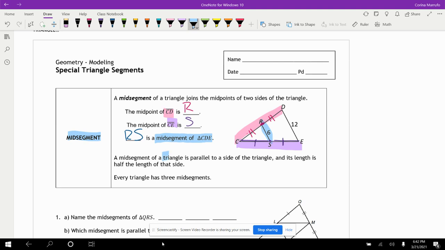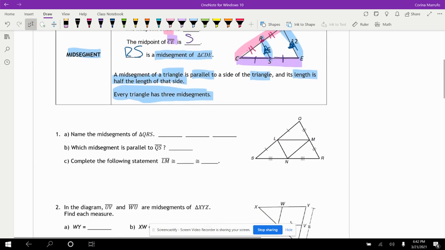So the mid segment of a triangle is parallel to the side of the triangle, and its length is half the length of that side. So they show you here, right here is 6. 6 is half of this side here, which is 12. Now every triangle has 3 mid segments, and we'll go over that in a little bit. But for now, all we got to know is that these two lines are parallel, from R to S and D to E. Remember, to show that they're parallel, they can put little arrows on here. And then if this one's 6, the other one's going to be double that size.